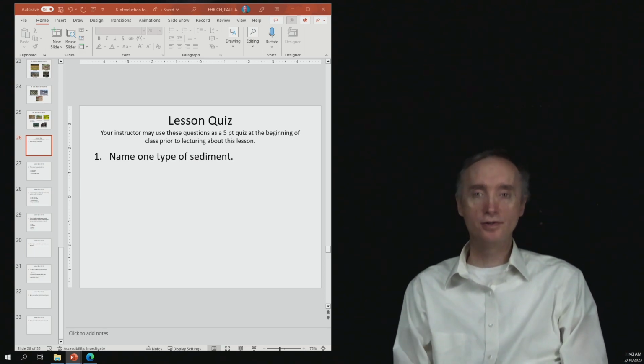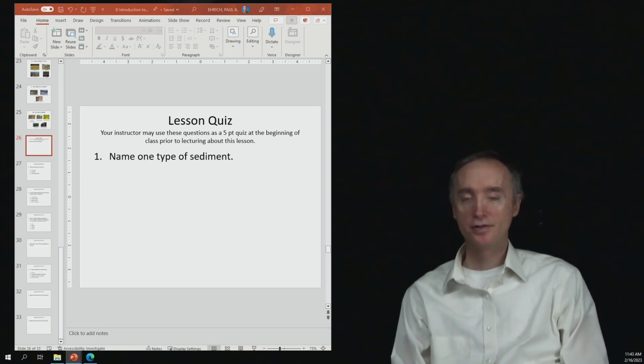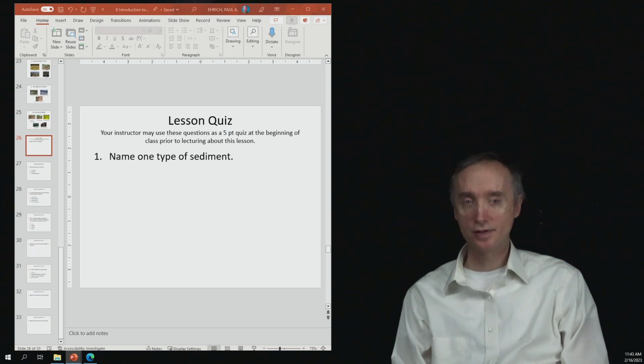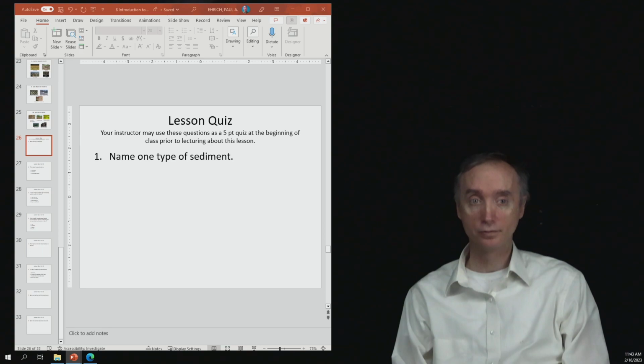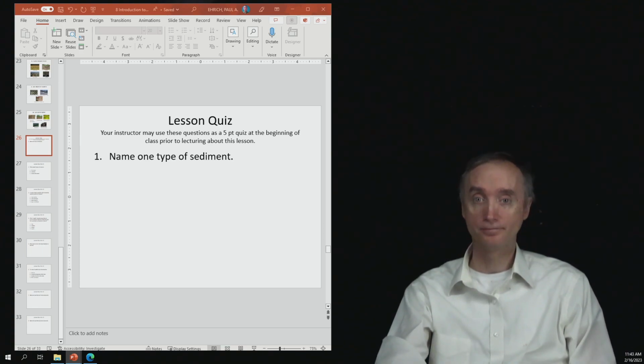Okay, let's take a quiz over what you've learned in this lesson. So number 1, name one type of sediment. So a sediment could be pieces of rock, it could be shells, or it could be chemicals that have been precipitated out of water to form crystals.